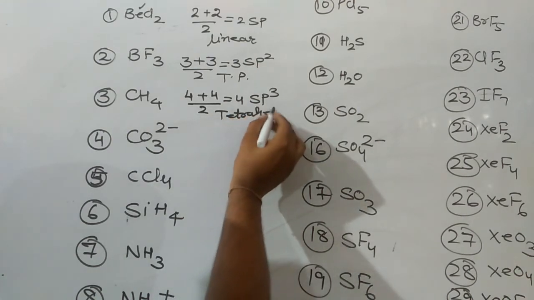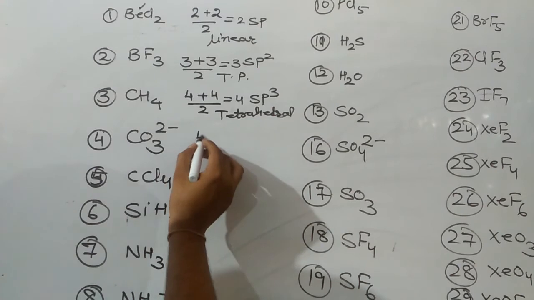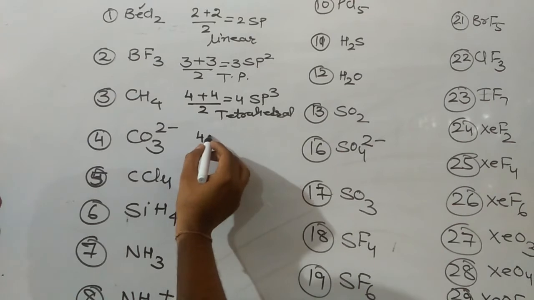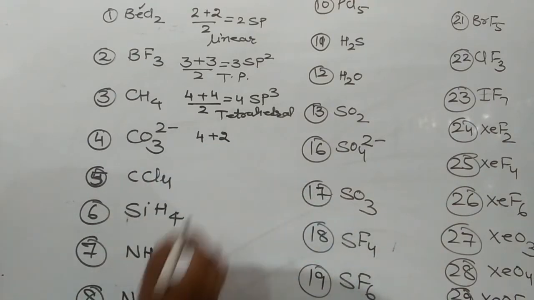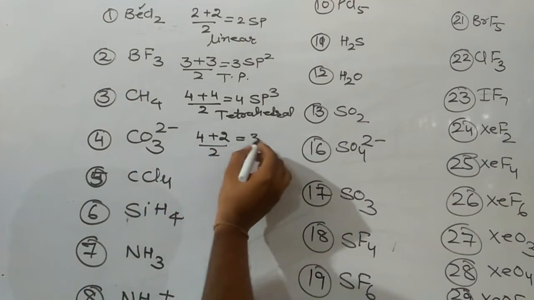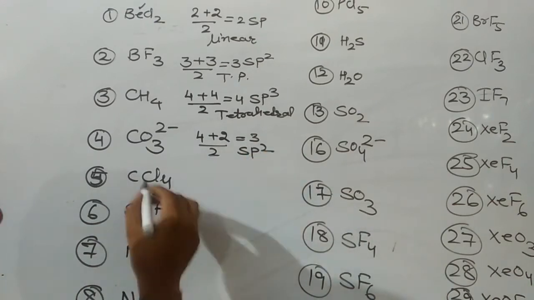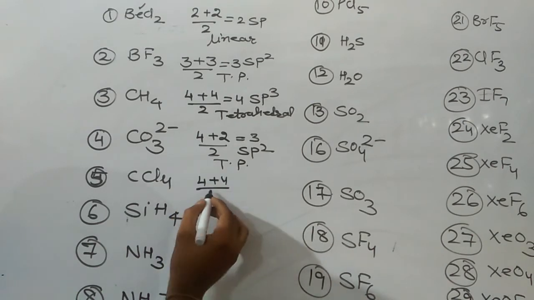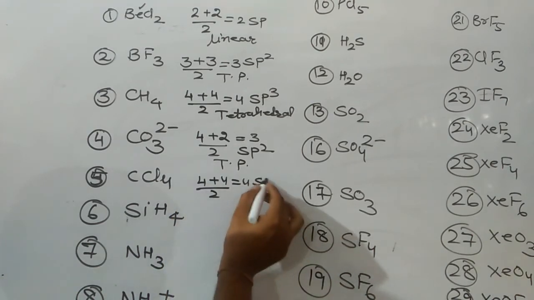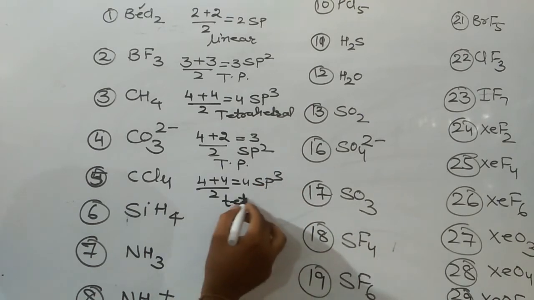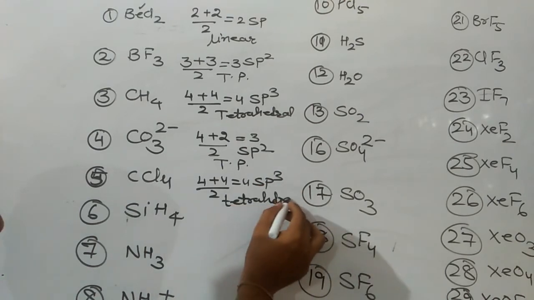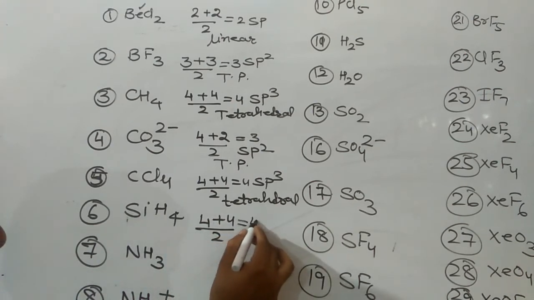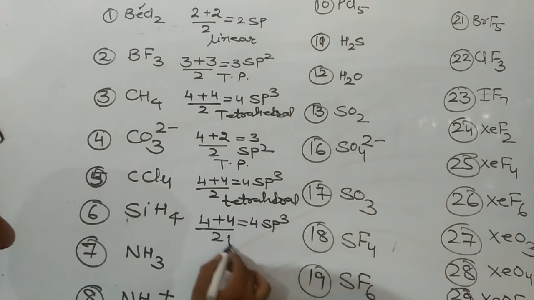Next one is a very important one, the carbonate ion. Valence electrons of carbon 4. Oxygen is a divalent atom, we need not add it, but 2 negative charge is there, then plus 2 upon 2, that comes out to be 3. So it will be sp2 and shape will be trigonal planar. CCl4: 4 plus 4 by 2, that comes out to be 4, sp3 tetrahedral. SiH4, same way we may proceed: 4 valence electrons plus 4 monovalent atoms upon 2, that comes out to be 4, sp3, shape will be tetrahedral.